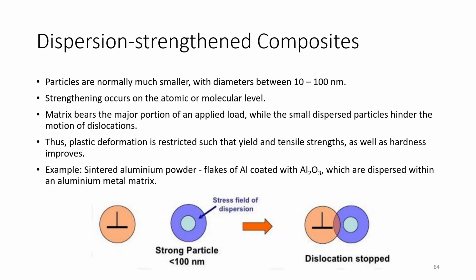Now these dislocations find a barrier in the form of these dispersions that are present. So these dispersions can be in the form of ceramics or other particles. So these can be alumina, silicon carbide, etc.